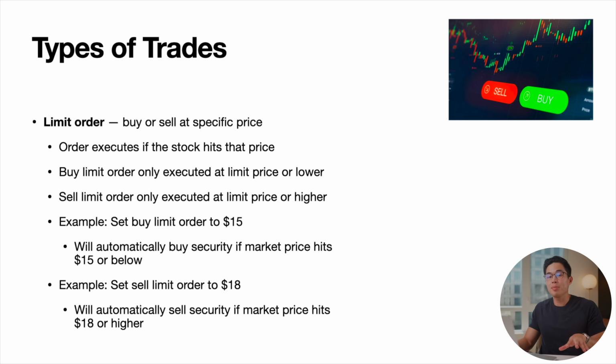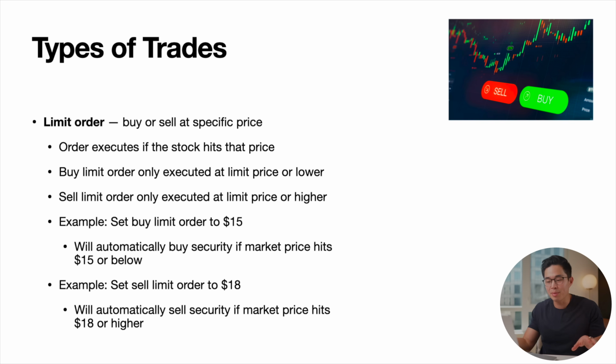Now, another very popular type of order is going to be the limit order. And this is going to allow you to buy or sell at a specific price. Basically, the order is only going to execute if the stock hits that price. So a buy limit order, for example, is only going to execute at the limit price or lower. And then a sell limit order is only going to execute at the limit price or higher.